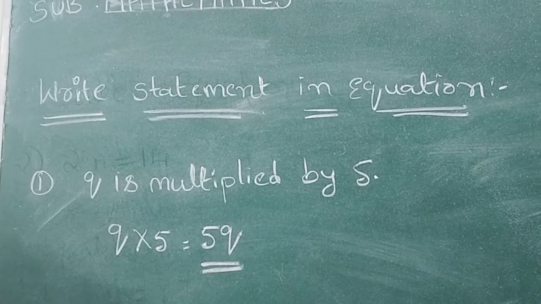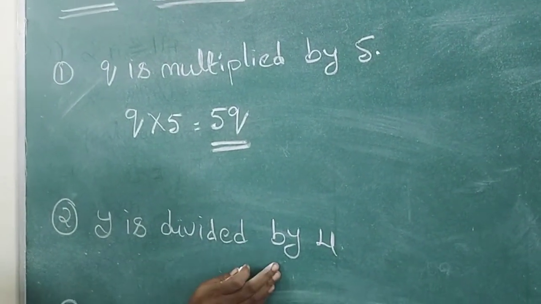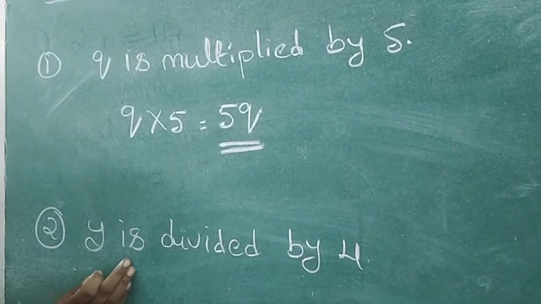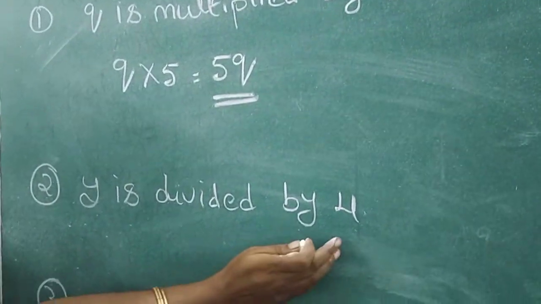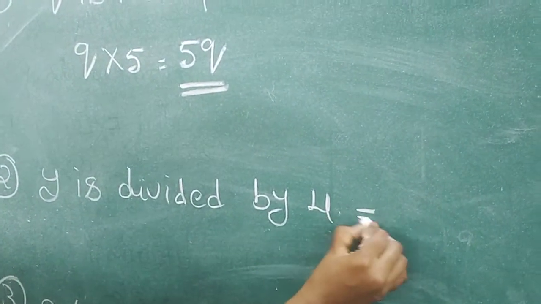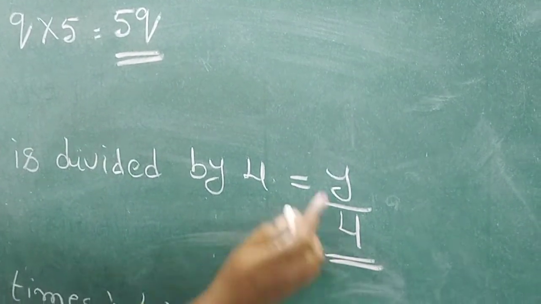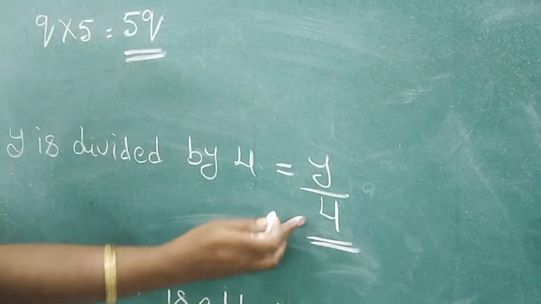For example, y is divided by 4. Write in the equation, that is y divided by 4.